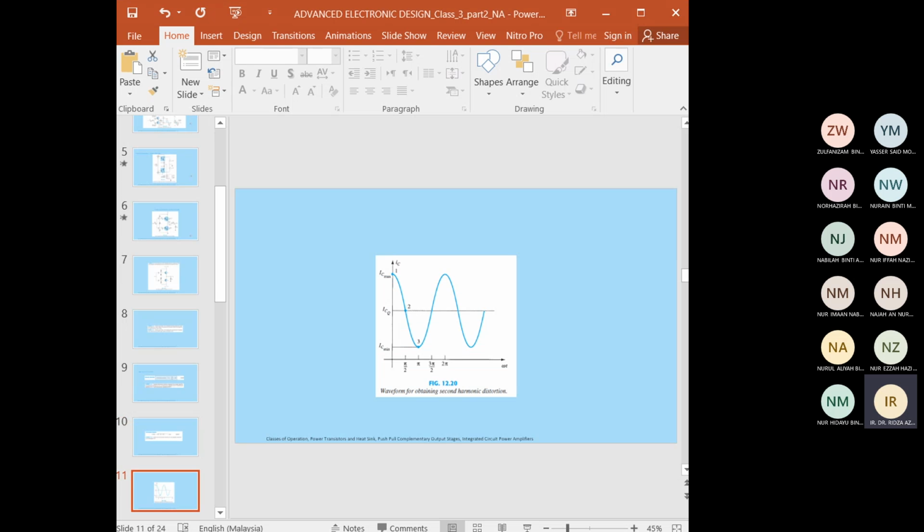Okay, next is about the spectrum analyzer. So one of the equipment that you can use to see the harmonic of the signal is by using the spectrum analyzer. Okay, so it will allow the measurement of the harmonic.